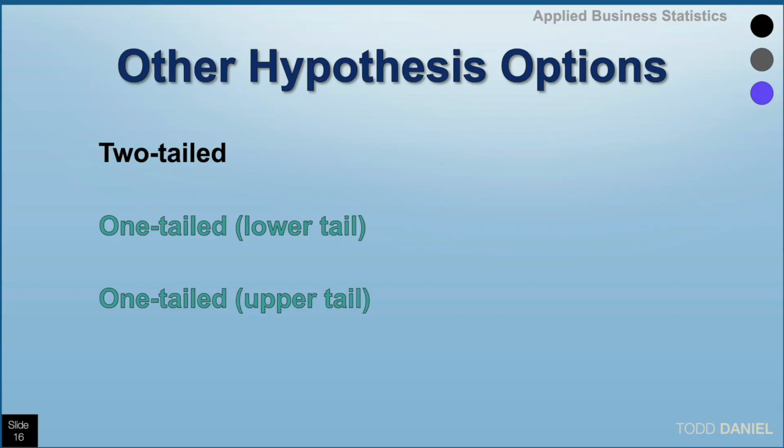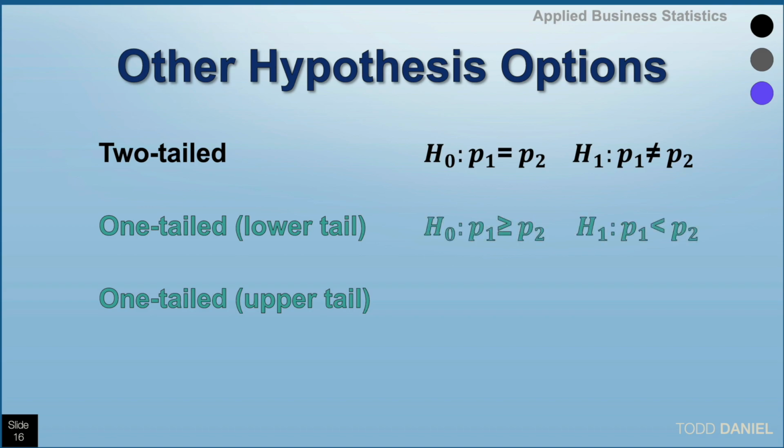We're going to use the typical alpha of 0.05 two-tailed test. But let me also show you the options that we have if you wanted to do a one-tailed test. For the two-tailed hypothesis test, the null hypothesis is P1 equals P2, and the alternative is that P1 does not equal P2. If you were doing a one-tailed test on the lower tail, the less than side, I would write the alternative first, P1 less than P2, which would leave the greater than or equal to for the null hypothesis.